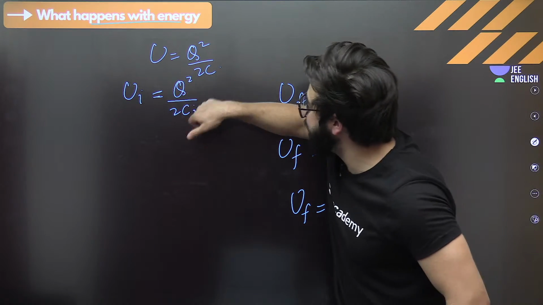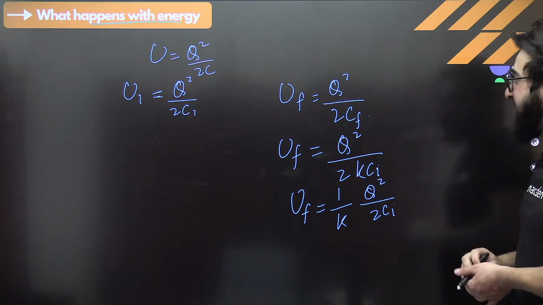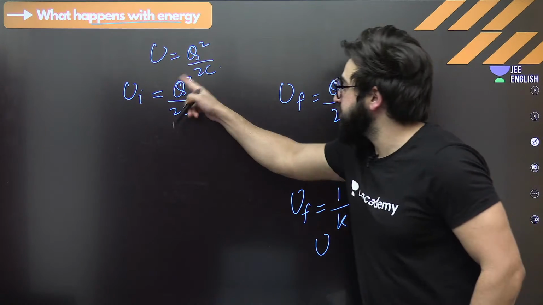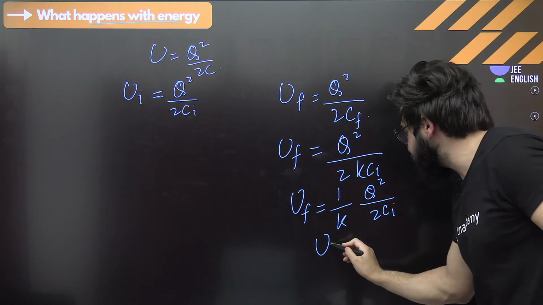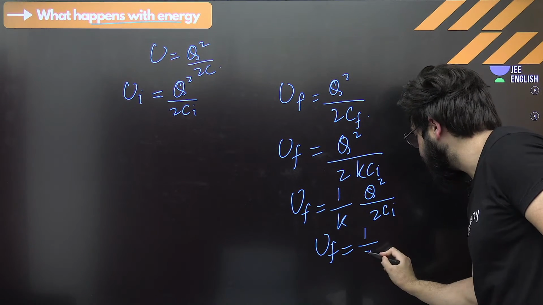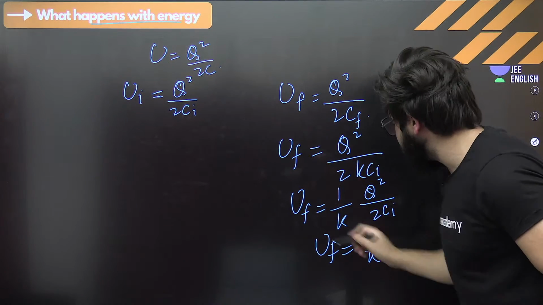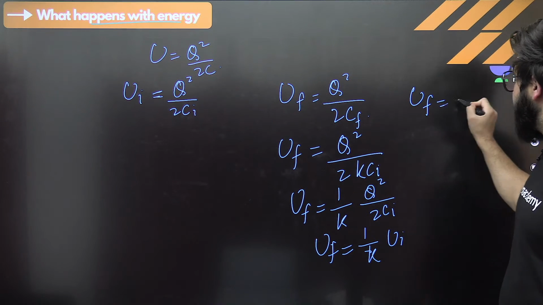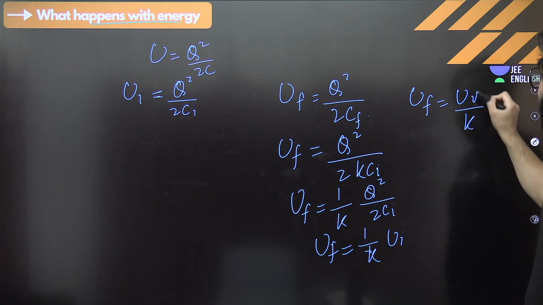So what is Q squared upon 2Ci? That is the initial capacitance... sorry, this is the initial energy. So U final will come out to be 1 by K, and instead of this I can definitely put UI. So can I just write over here, this UF will be nothing but UI by K, 100%.